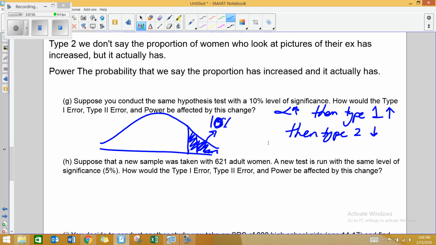And then finally, our power has increased. If we think back to power, this is the probability that we say the proportion has increased. So for me to say the proportion has increased, I have to get something in this shaded blue region. The more space that blue region takes up, the more times I'm going to say the proportion has actually increased. So naturally, the power is going to go up.